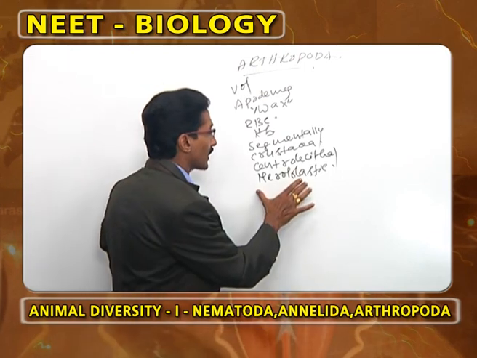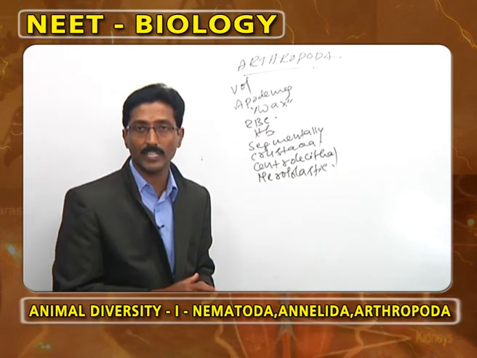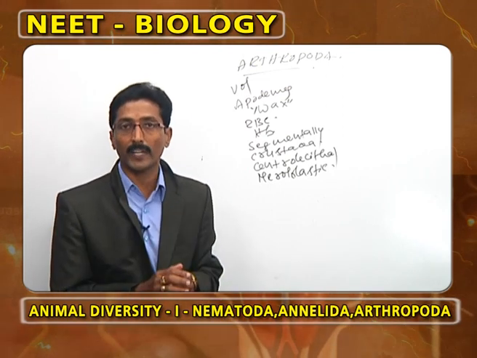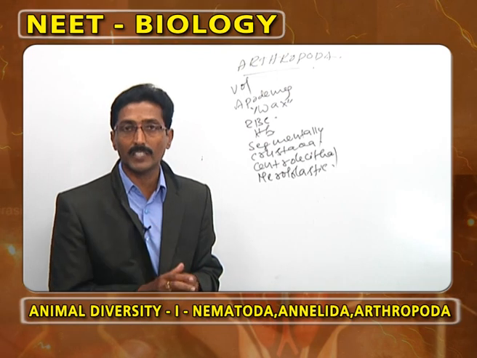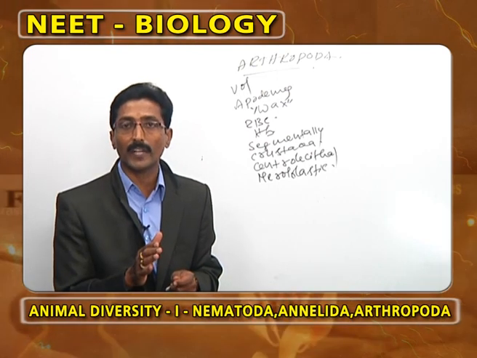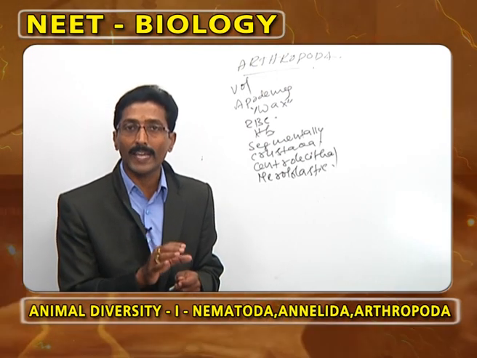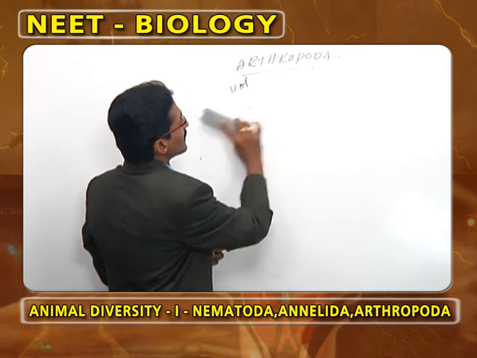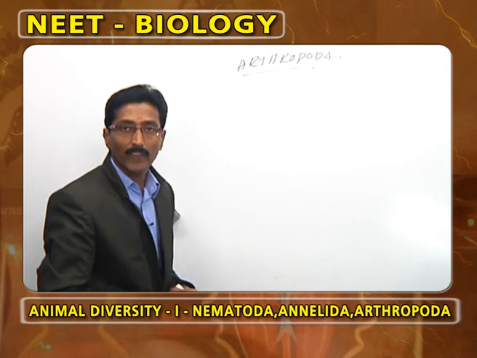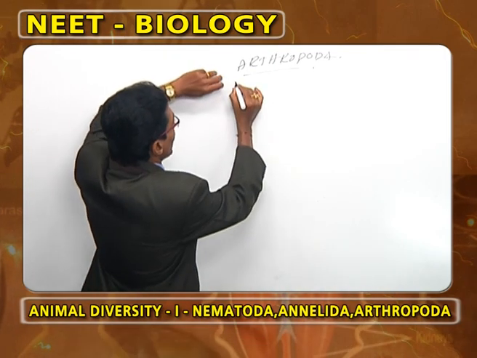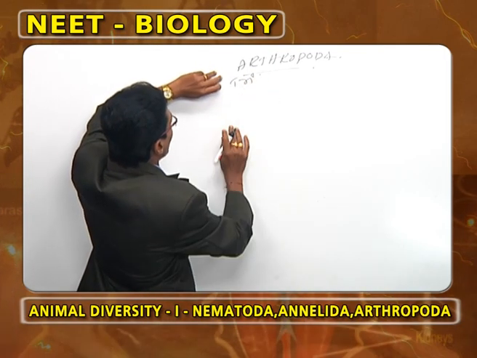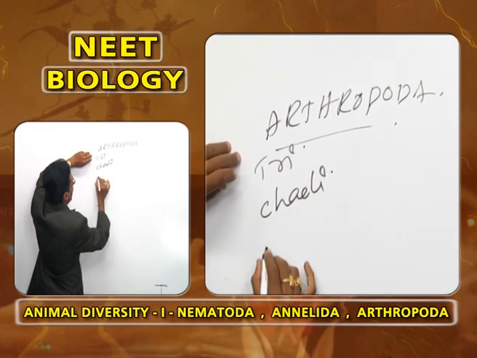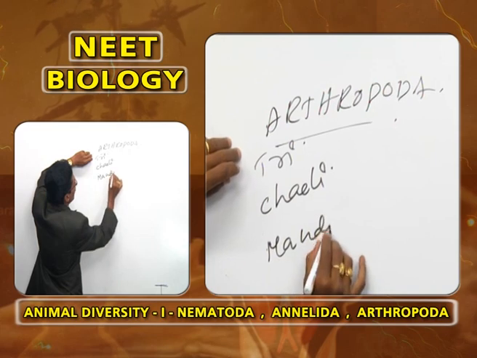Such type of cleavage we call as meroblastic cleavage. Now in the Arthropoda, during the development, what are present? The larval stages are present, so the development is said to be indirect. Now such phylum Arthropoda is classified into how many subphyla? 3 subphyla. The first one we call Trilobita, the second one we call Chelicerata, and the third one we call Mandibulata.